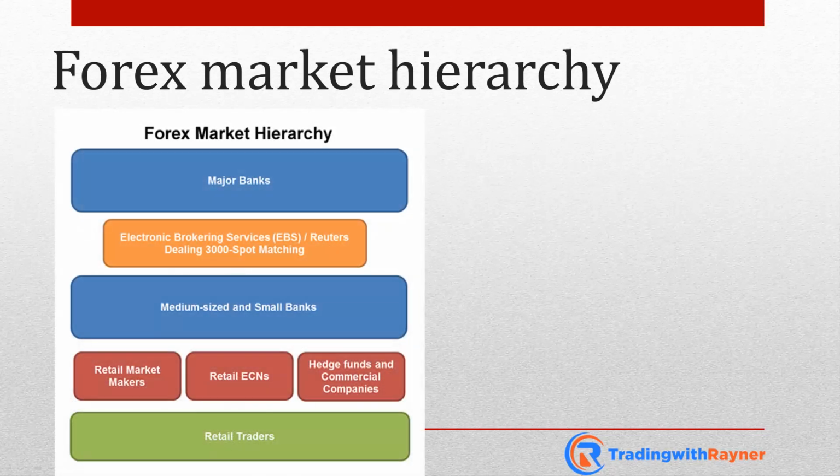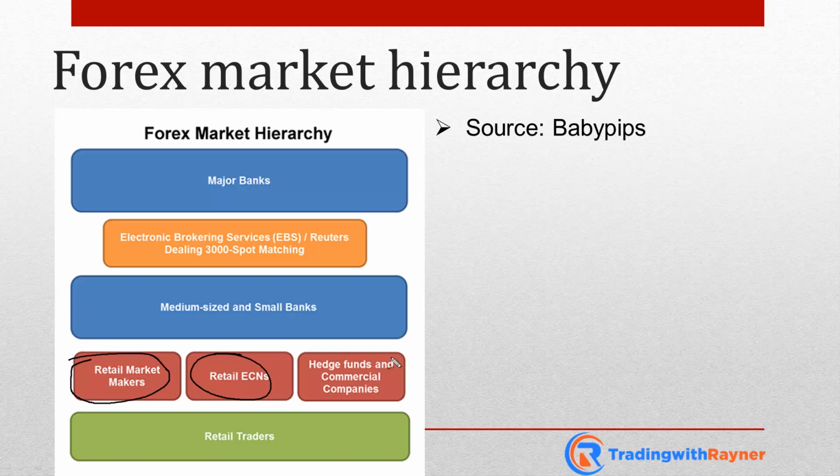To look at the hierarchy, this is a source from Baby Pips. You can see that major banks are at the top. They put in the largest orders, and they typically communicate with one another using the EBS system. Further down the food chain you have your retail market makers, the brokers, the ECNs. And here they put hedge funds and commercial companies at the same level.